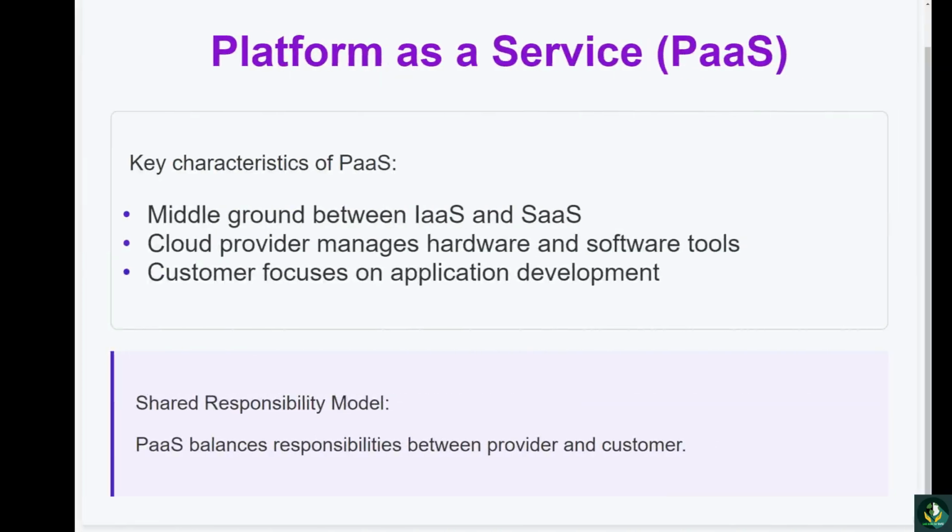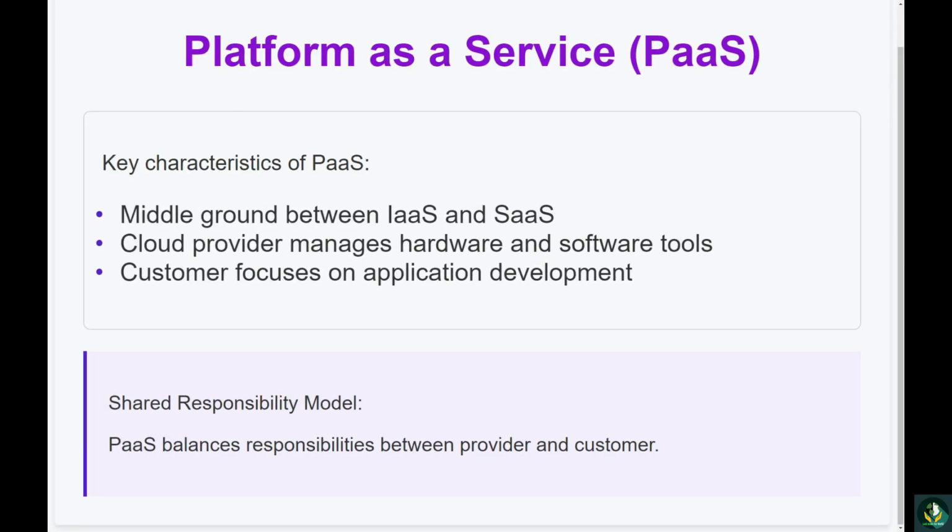Platform as a Service, or PaaS, occupies a middle ground in the spectrum of cloud service types. This model strikes a balance between the extensive control offered by Infrastructure as a Service, IaaS, and the fully managed environment of Software as a Service, SaaS. PaaS is designed to provide a robust platform for developers, allowing them to focus on application development without the complexities of managing the underlying infrastructure.